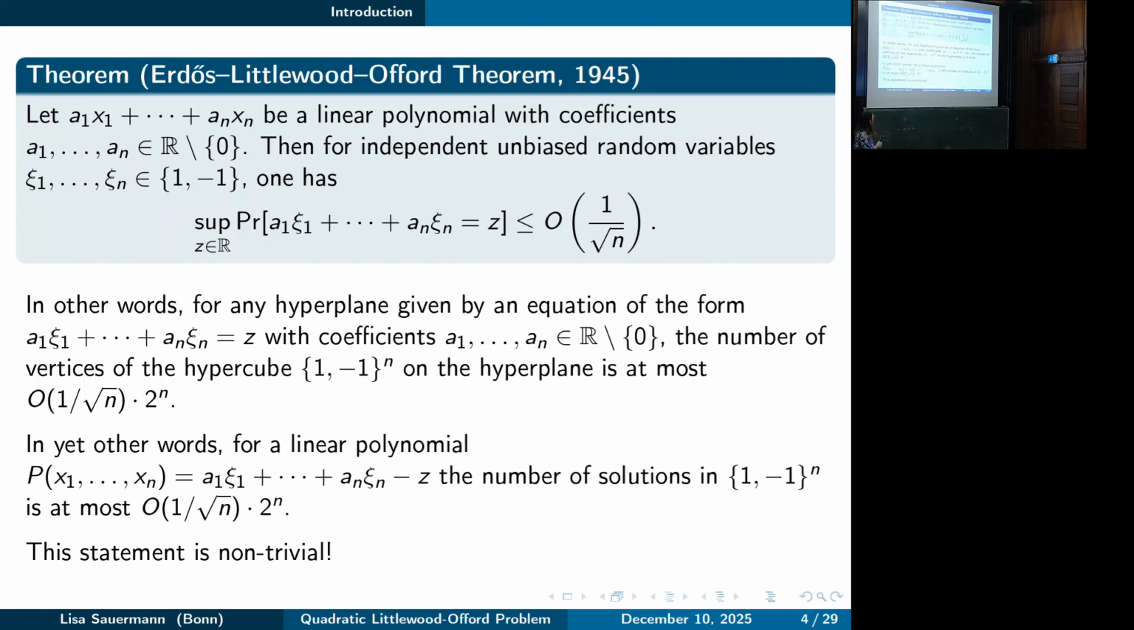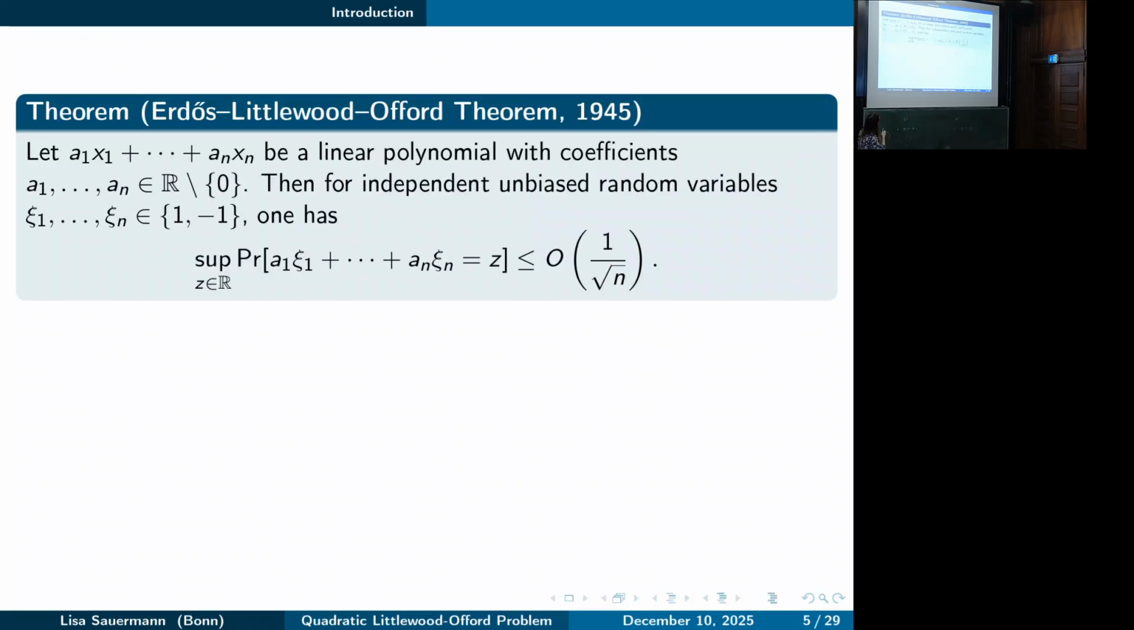And then again, we can also phrase it in the language of the question we had on the first slide. So given such a linear polynomial with these conditions, the number of solutions is at most this. And let me point out that for the analytic number theory question I raised, as far as I understand, the linear case is considered trivial, whereas here, even this linear statement is actually non-trivial. So that's a non-trivial statement.